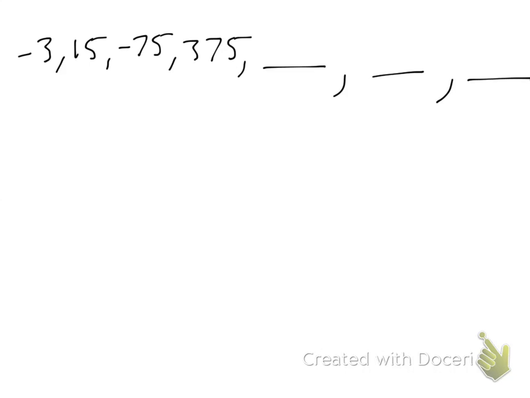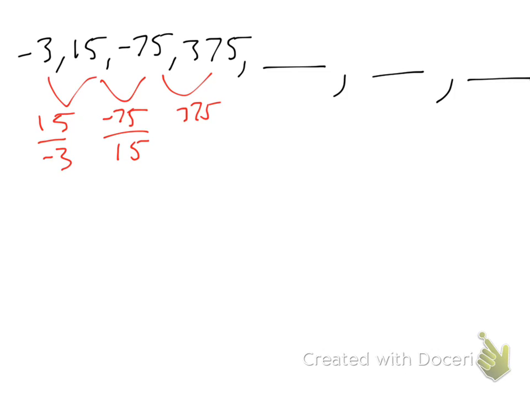So, to get this answer, we need to establish what we have. Are we going to divide these or subtract them? Divide. Okay. So 15 over negative 3, negative 75 over 15, 375 over negative 75. When I divide all of those, every single one of them gives me negative 5.